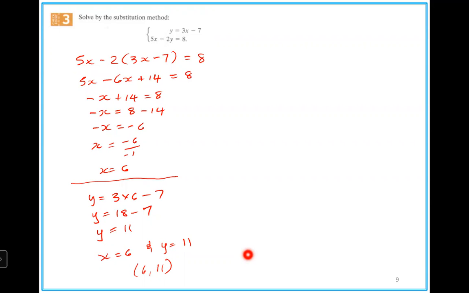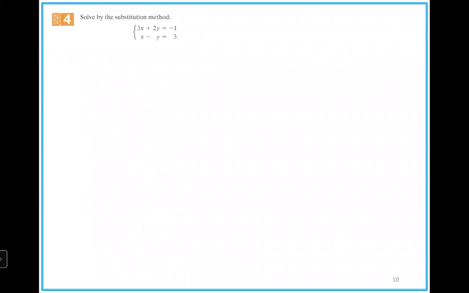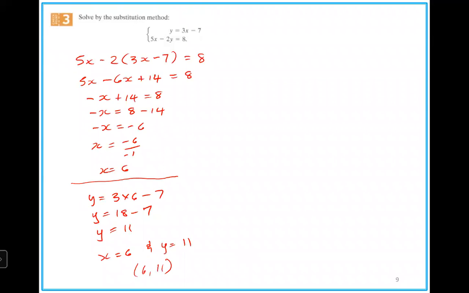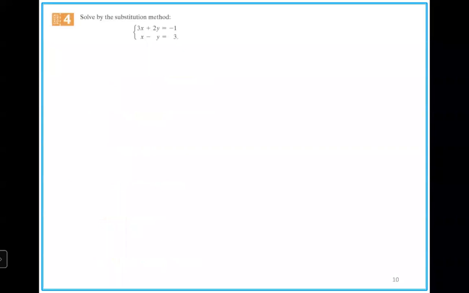So that's your substitution method. Now I have this other one here, but it is not written in the form that this one was written. They tell you what y is, but in this case you are not told what y is, or what x is. You could get y or x. So Miss Fernanda, tell me what you could do with this one to start things off.